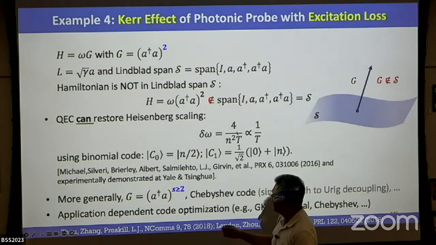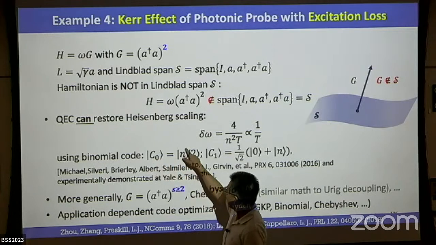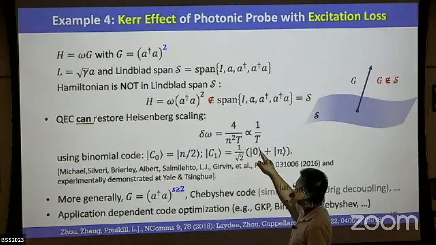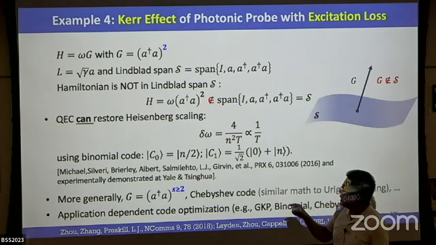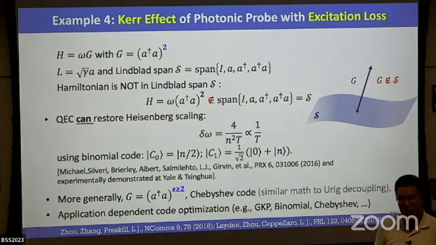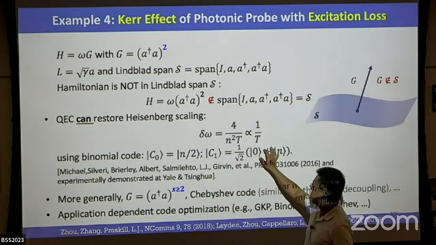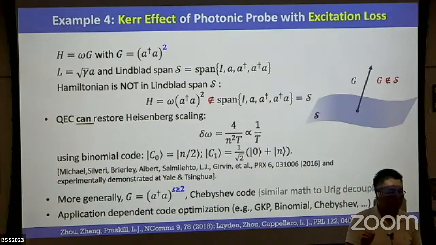Which shows its use. You can say n equals 2, so this is n equal to 4. So the code word C0 is a 2-photon Fock state, and C1 is the superposition of 0 and 4. These two code words have the same average photon number, but the photon number variance, the n squared, will be different, because n squared here is 2, and n squared here, the average is 8. So they have different variance.